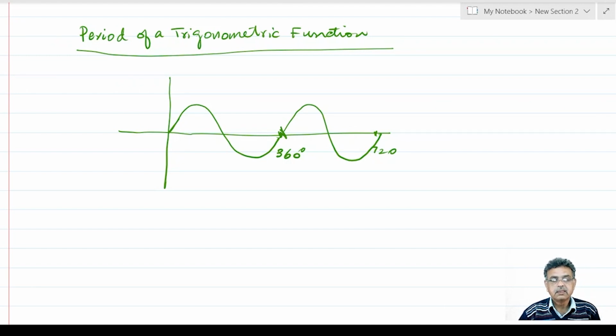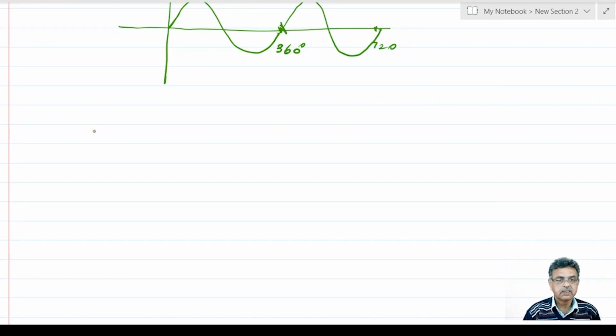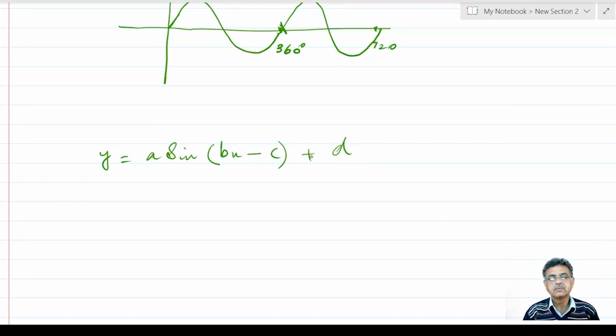So similarly, the same thing is there for cos x. The matter of tangent x is a little different, and we had also discussed a few more things along with it, like if there is a graph of sine bx minus c plus d.